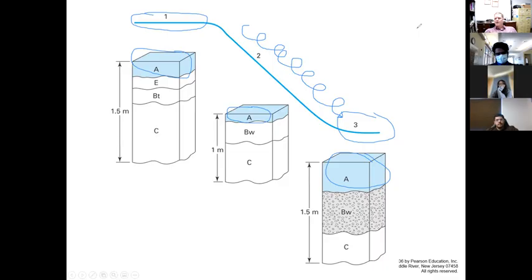Okay, so again, this is an example of a toposequence. So we're getting different soil formation because of the position on the topography. Everything else is the same, right? Same parent material, the same age, similar biology, similar climate. The only thing that's different, again, is this slope right here.